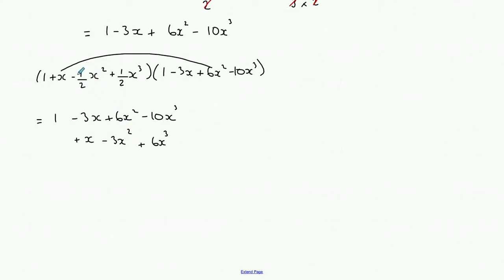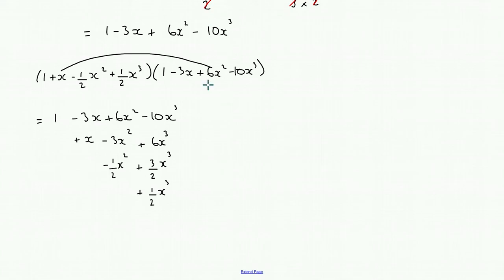I'm then going to come in and bring in the minus a half x squared. Minus a half x squared times 1 is minus a half x squared. Minus a half x squared times minus 3x is going to be plus 3 over 2x cubed. And again, that's as far as I need to go, because when I times it by the 6x squared term, that's going to give me an x to the power of 4. Times it by the x cubed term, it's going to give me an x to the power of 5. Don't need them. Last term, I'm just going to need to do the half x cubed times the 1. I don't need any more because they're going to give me a higher power.